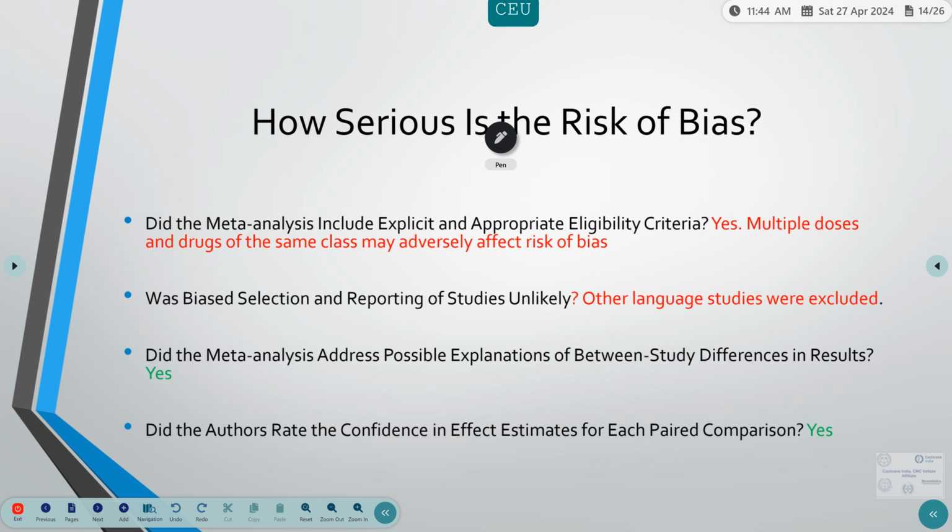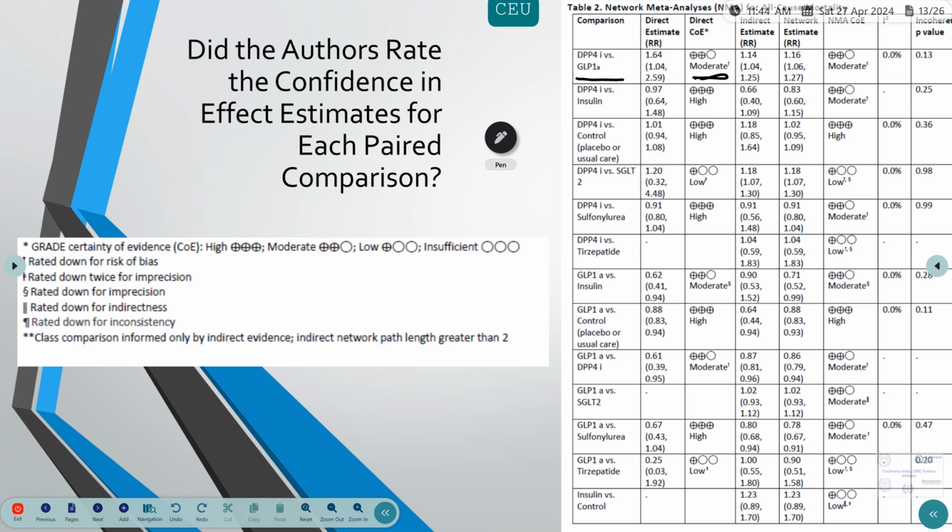So summarizing. You see that the first column is the direct estimate, which is the direct comparison, and for that they have looked at the certainty of evidence. And the next estimate is the indirect one, meaning it's not the direct comparison, it's the indirect comparison now. And what is the estimate? So here it is 1.64, confidence interval of 1.04 to 2.59. Here it is 1.14, between 1.04 to 1.25.